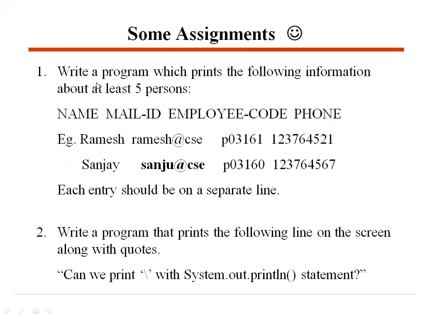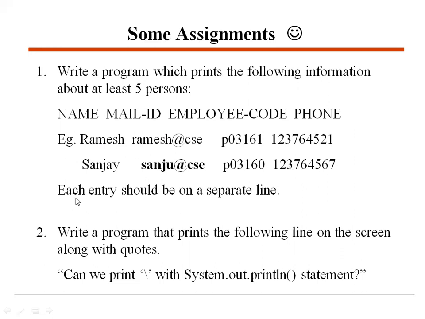So what is the assignment program here? Write a program which prints the following information about at least 5 persons. Just think of how you can print the details. At least start printing this message about one person first. How should the message be printed? Name, first person's name, then his mail ID, then some employee code, something like P0316, then his phone number. So the first person's details you have printed. Similarly, second person, third person, fourth person, fifth. You start printing from one person, then improve your program to print two persons' details.